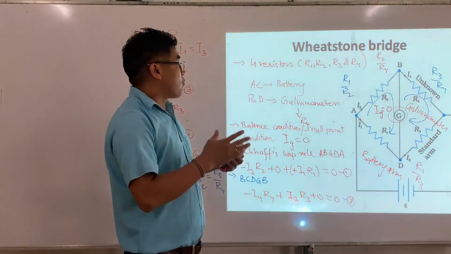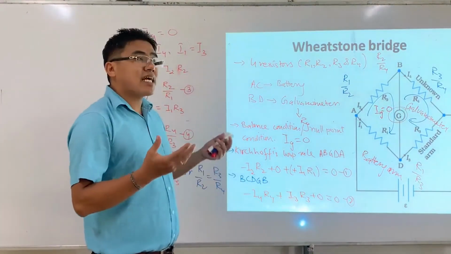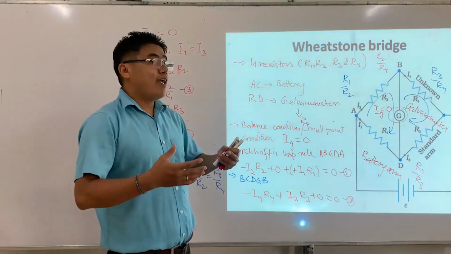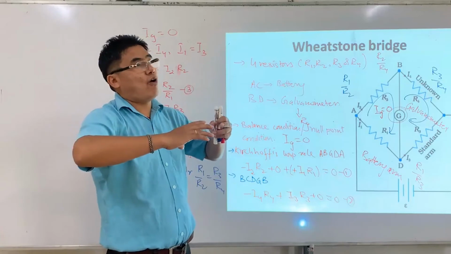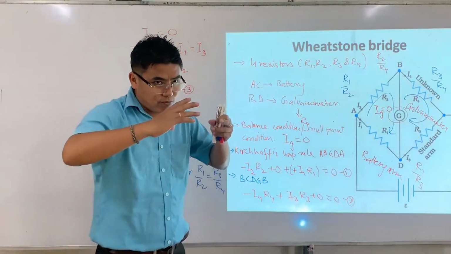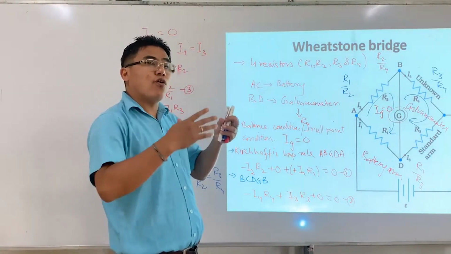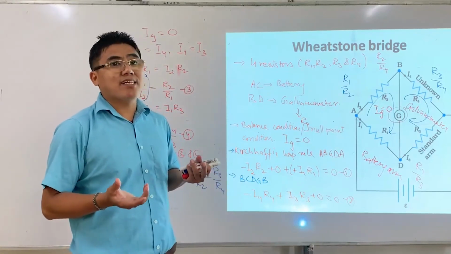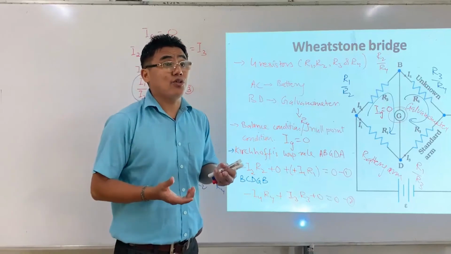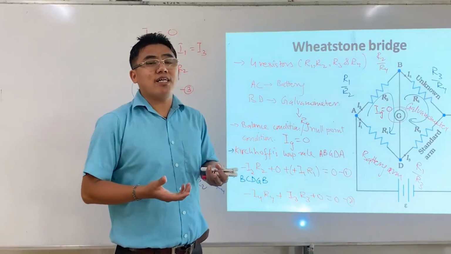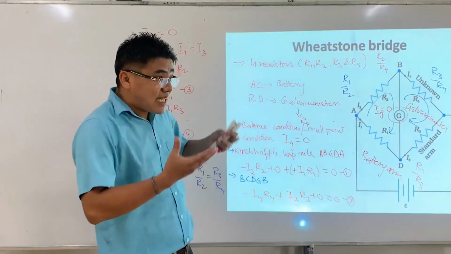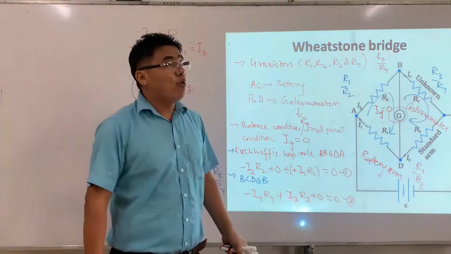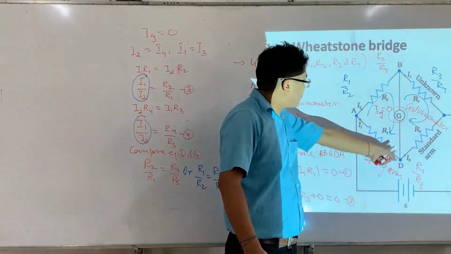So when the balance condition is achieved, the answer would be, if the ratio of two sides of the network are equal, the four resistor networks are equal, then we say it is under balance conditions. When we achieve the balance condition, that means there is no current passing through a galvanometer. No current passing through a galvanometer, right?